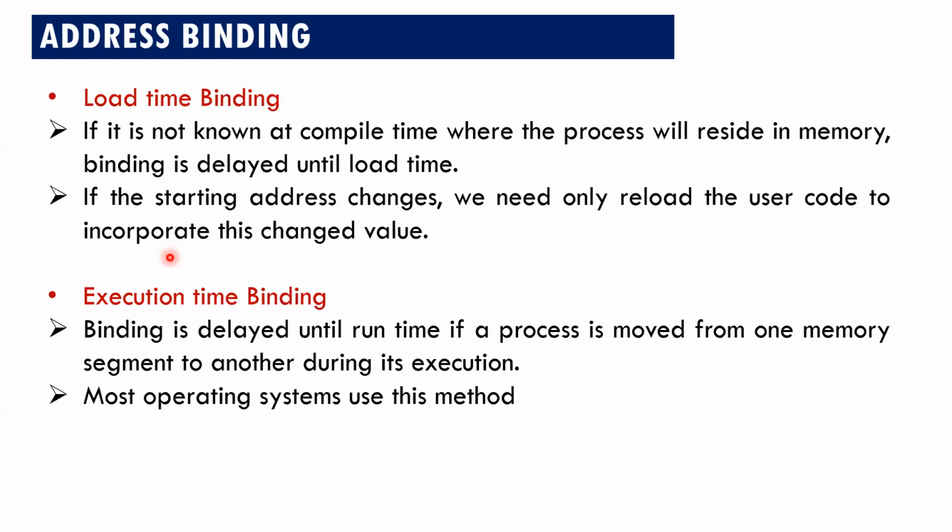So this is called load time binding, and the next one is execution time binding, in which the binding is delayed until runtime. This is required especially when processes are allowed to swap in and swap out between the main memory and the hard disk. In such a case, whenever a process that is waiting is moved to the hard disk, and whenever it comes to the running state again, it has to be brought to the main memory. So there will be a change of address in the main memory for the process every time it is loaded into the main memory.